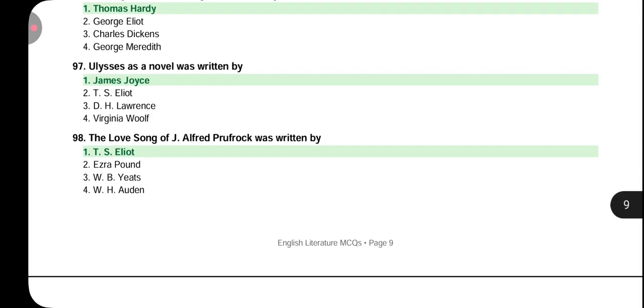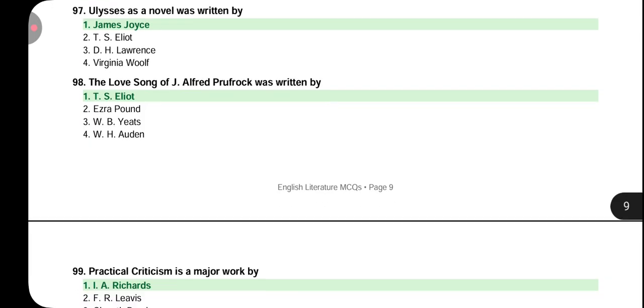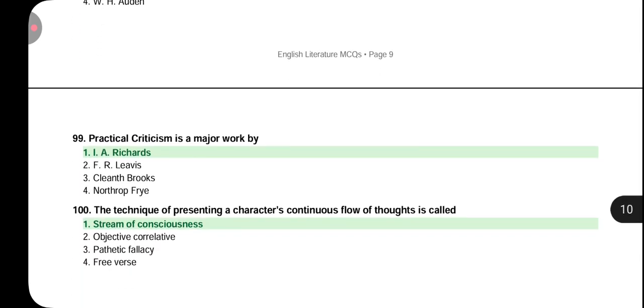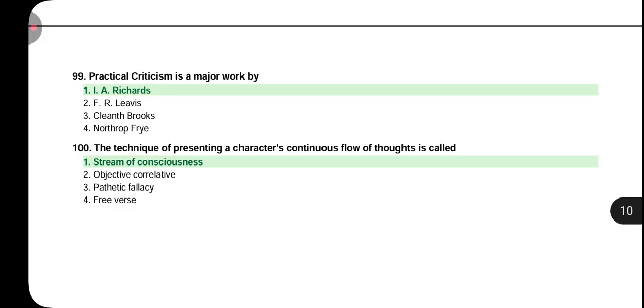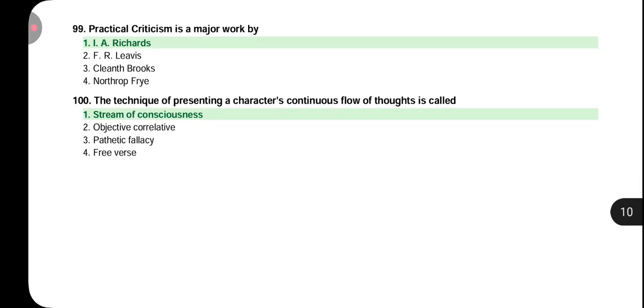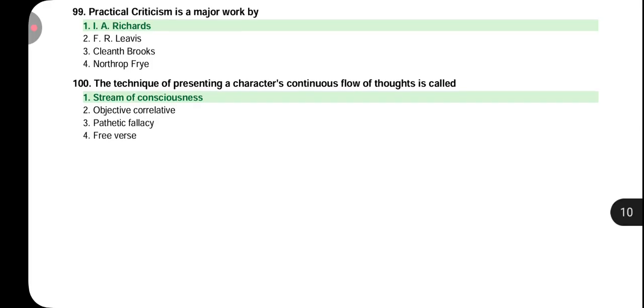97. Ulysses is a novel written by James Joyce. 98. The Love Song of J. Alfred Prufrock was written by T.S. Eliot. 99. Practical Criticism is a major work by I.A. Richards. 100. The technique of presenting a character's continuous flow of thoughts is called stream of consciousness.